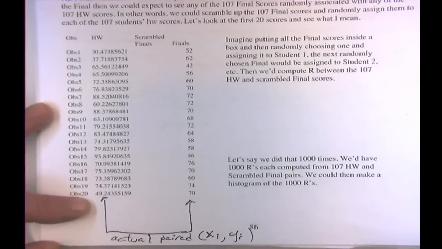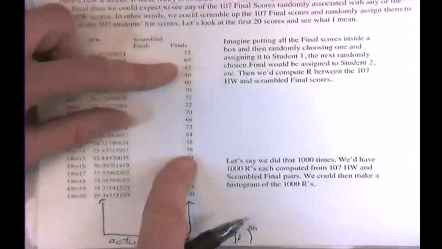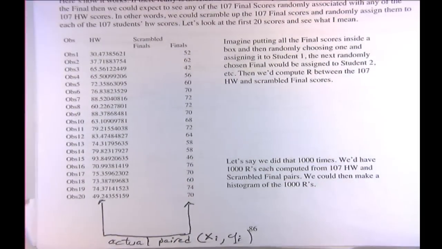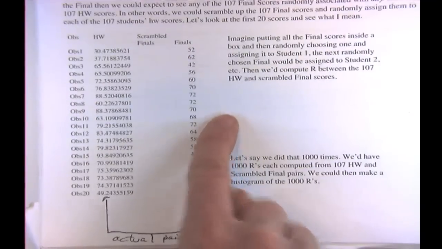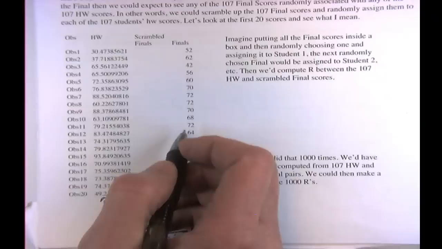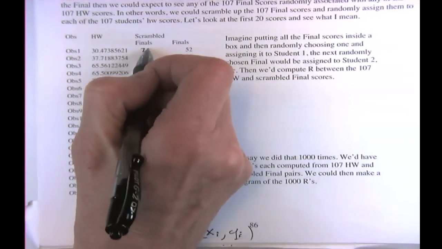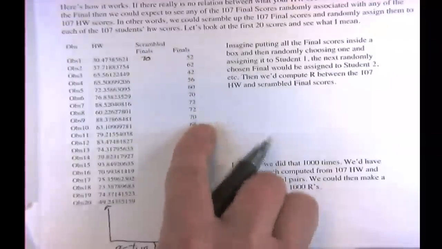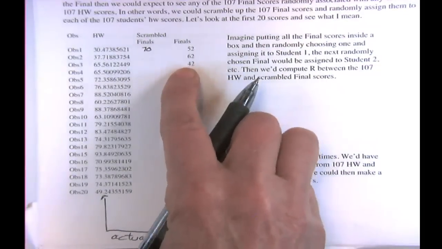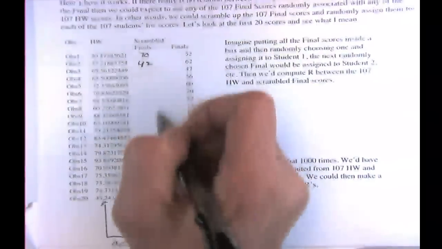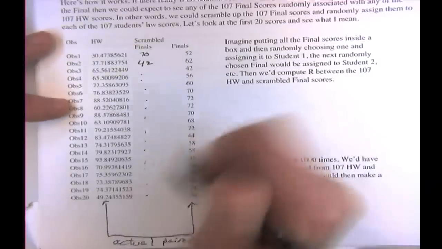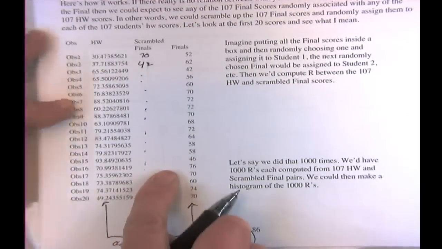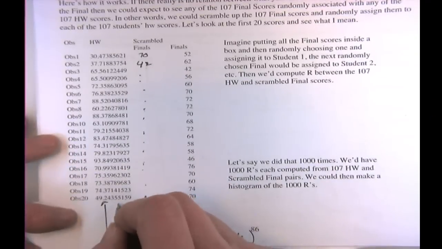Now we are going to put all these in a box, pretend I scramble them up. Instead of closing my eyes, I'm just going to run my finger down and say, okay, stop. What did I get? 70. So 70 is going to go with the first one. I'd throw 70 out and do another one. Okay, 42 is going to go with the next one. This is just one scramble. I do it all the way down and get 20 scrambled finals, just randomly.